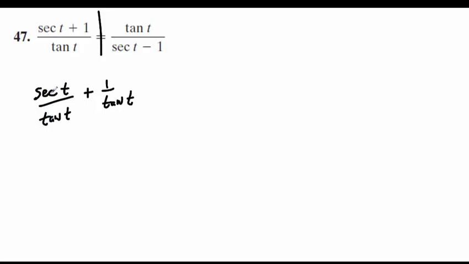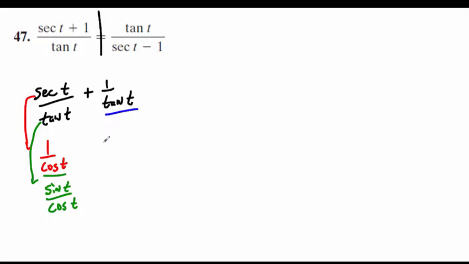And I'm going to rewrite these in terms of sine and cosine. So I know that secant of t is the same as 1 over cosine. And I know that tangent is the same as sine of t over cosine of t. Right? So I've done that so far. Now 1 over tangent is identical to what?